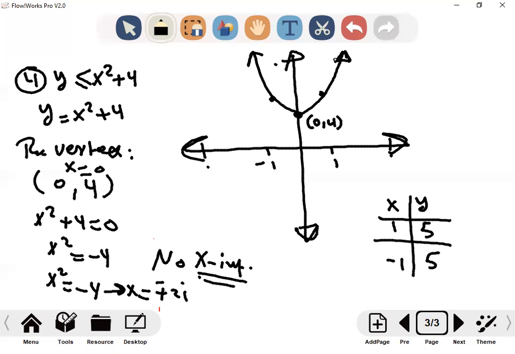Right. Now choose (0, 0) and put it here. Put 0 here, 0 here. Is 0 less than 4? Yes. 0 is less than 4. So all of this down is a solution.